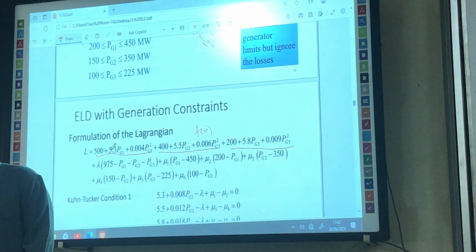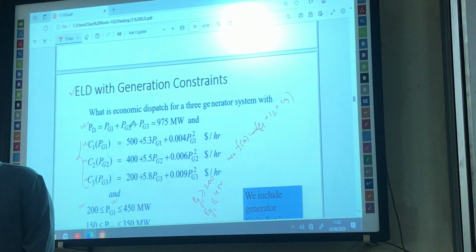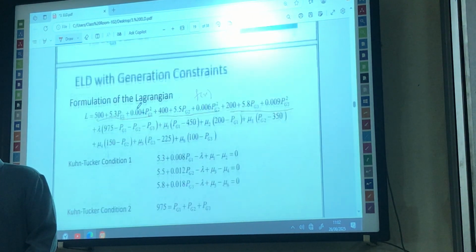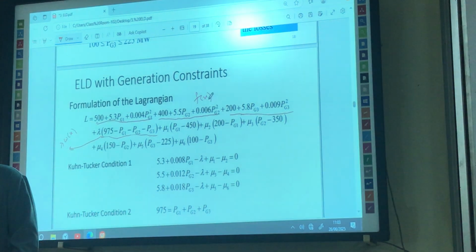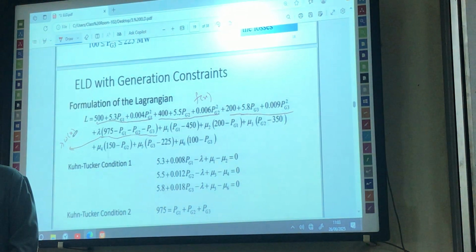And how will we write the omega of x for this equality constraint? We have to take the right side term to the left side. Right side should be only 0, right? That's why we can write it like this: 970 minus Pg1 minus Pg2 minus Pg3 equals 0. So look, this is your omega of x: 975 minus Pg1 minus Pg2 minus Pg3. So this is actually the lambda multiplied by omega of x. And this is f of x, f of x plus lambda omega of x.